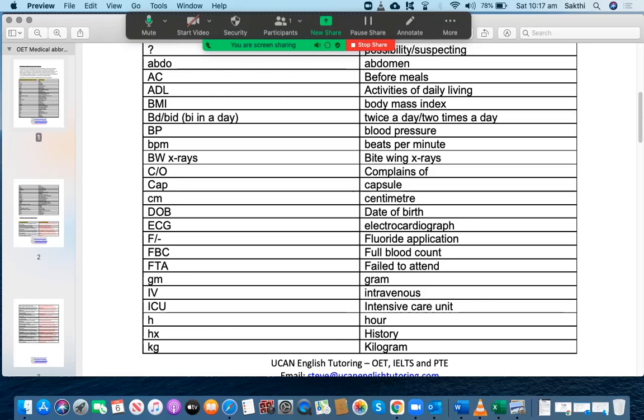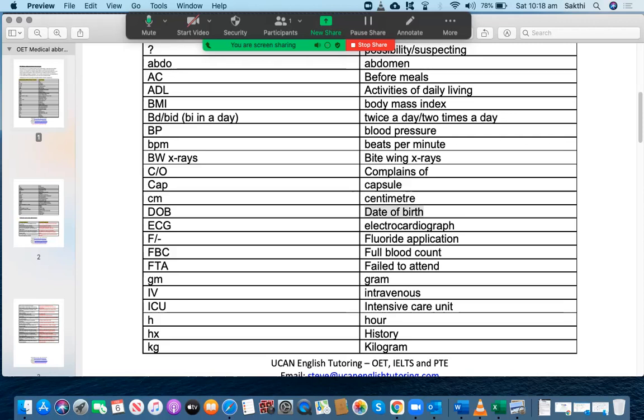Though units are acceptable, if you write down the same abbreviations in your letter, I recommend my students to expand them. Okay, you need to write down the full forms of the measurements. It's not a good idea to write down the abbreviations there. If you ever write DOB, please stop doing it, because we need to expand it to date of birth. ECG needs to be expanded as electrocardiograph, whereas F/hyphen needs to be expanded as fluoride application.